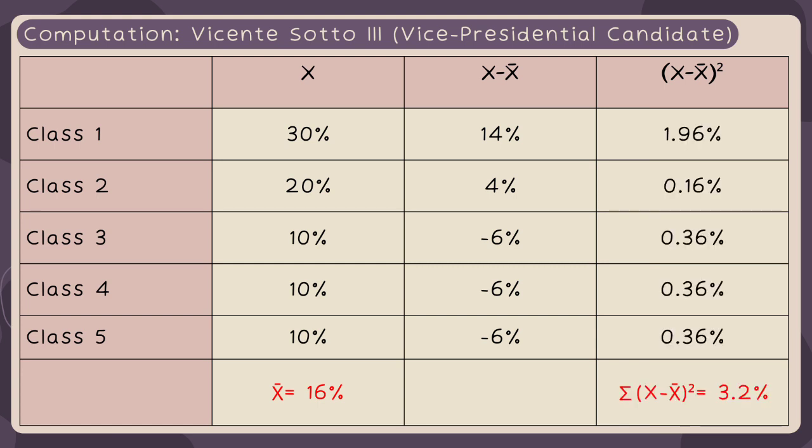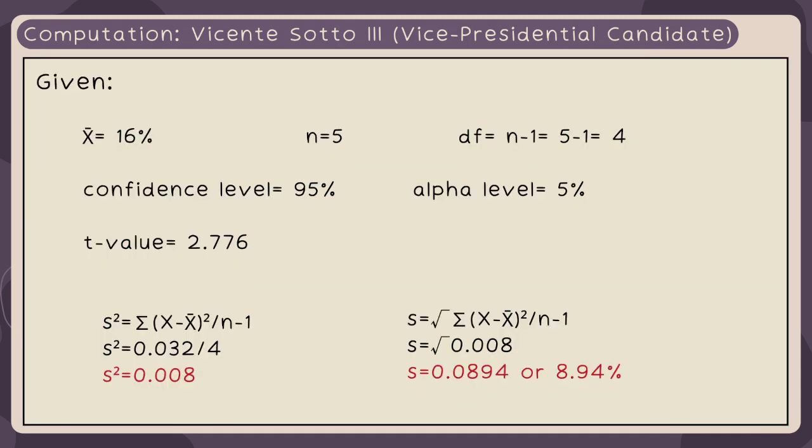For the third column, square the values on the previous column. After doing so, you will get 1.96%, 0.16%, and 3 consecutive 0.36% values. The summation of that column then, for the given, we have 16% for the sample mean, a sample size of 5, a confidence level of 95%, an alpha level of 5%, degree of freedom of 4, and t-value of 2.776.